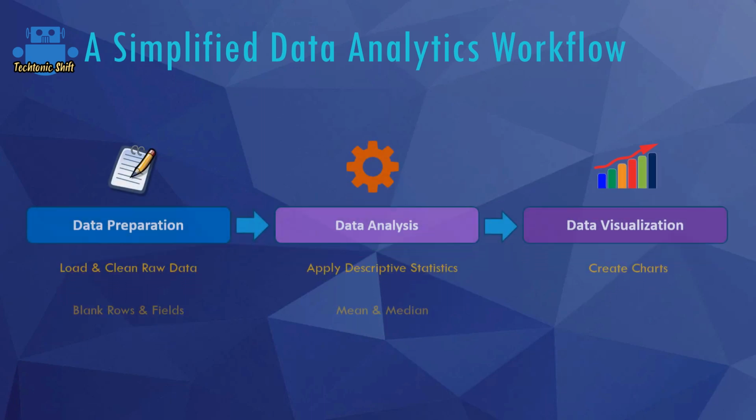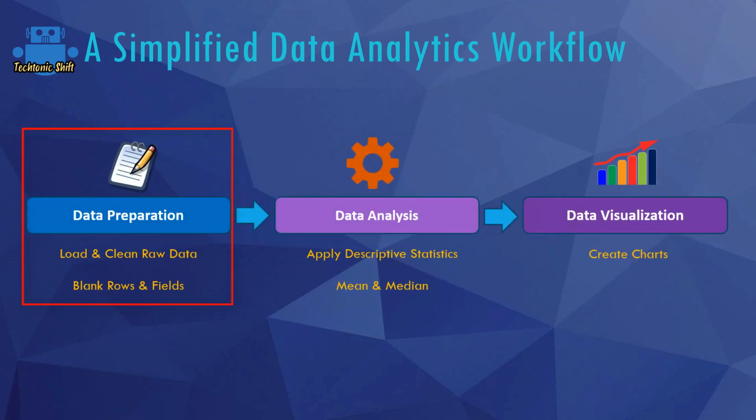Preparing data means loading data and cleaning raw data. Loading data in our case means that we upload the file we just created to ChatGPT. Cleaning raw data is all about identifying and correcting any issues, any inconsistencies in our dataset that reduce the quality of our upcoming data analysis. Examples would be removing blank rows and fields or changing data types for specific columns in our file.